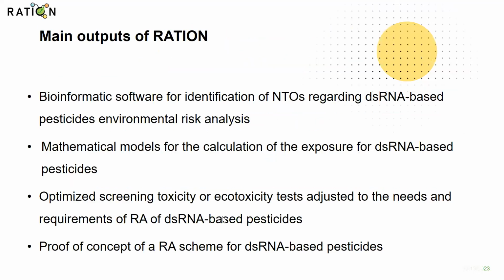So the main outputs of RATION: we hope that at the end we will deliver bioinformatics software for the identification of non-target organisms regarding the double-strand RNA-based pesticide environmental risk analysis. Also, we would like to develop a mathematical model for the calculation of the exposure for double-strand RNA-based pesticide, and optimize screening toxicity or ecotoxicity tests adjusted to the needs and requirements of risk assessment of double-strand RNA-based pesticide, and also a proof of concept of this risk assessment scheme.